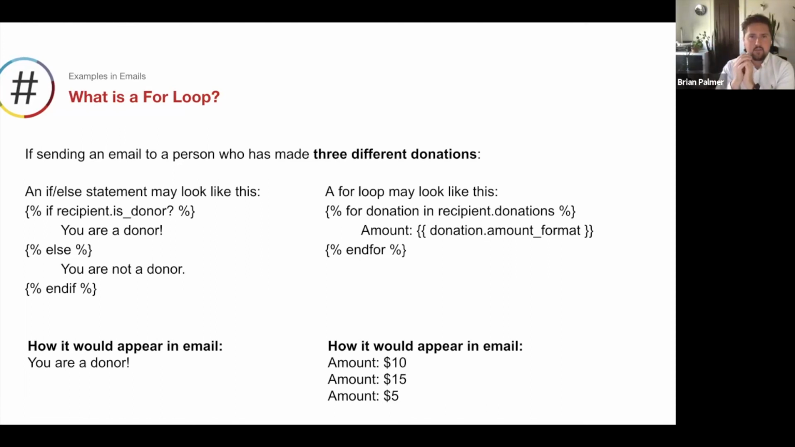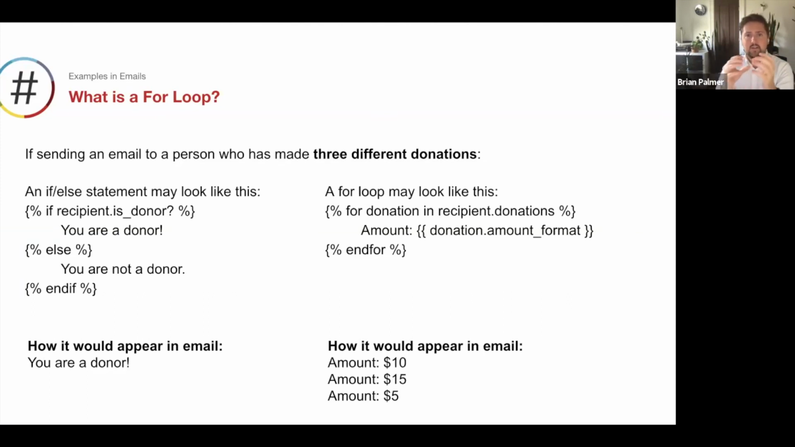On the right side, we're now including a for loop. Again, we're cycling through, and we start the for loop with for and then whatever object name we want to use, in, and then where the array of the objects is. Because it's in an email, it starts with recipient dot and then the more specific object, which is donations. The word after for could be any word, but we want to make sure the next line down starts with that word.